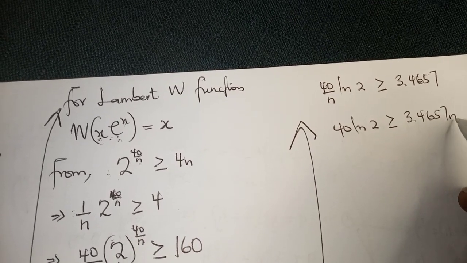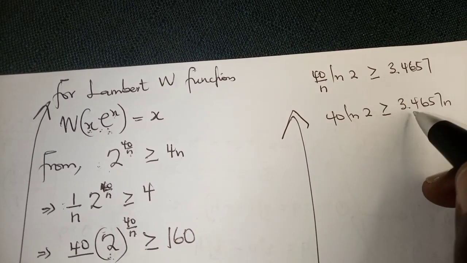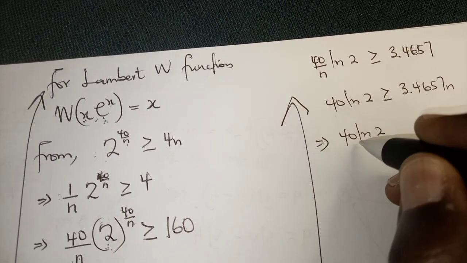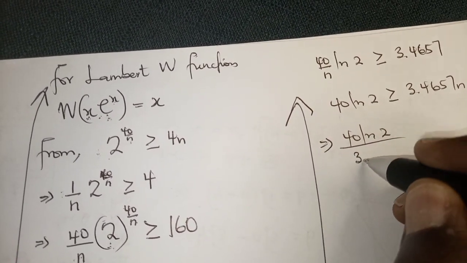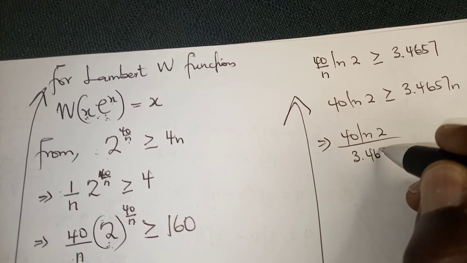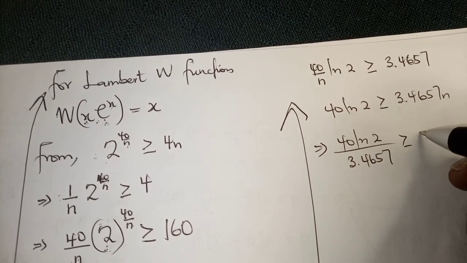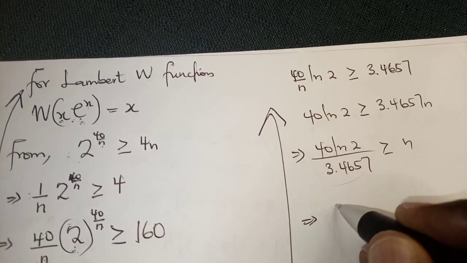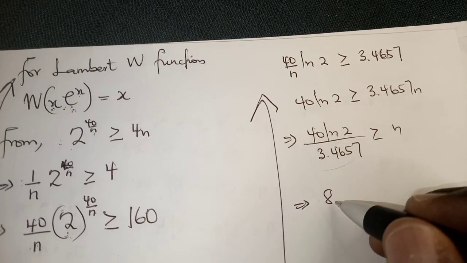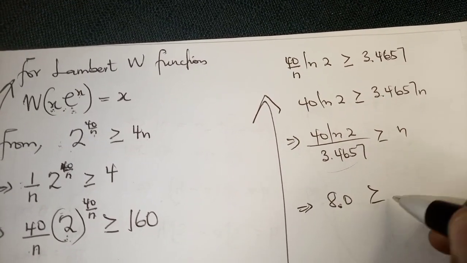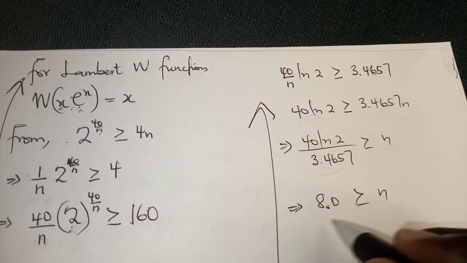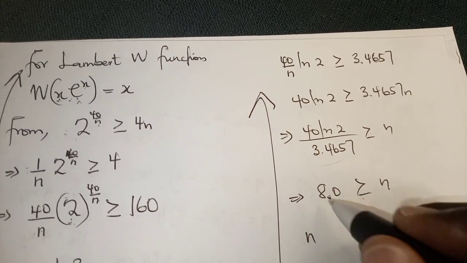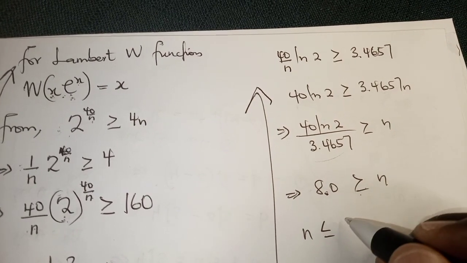We are looking for n. We divide through by the 3.4657, so we have 40 ln 2 divided by 3.4657 greater or equal to n. When you compute this on your calculator, you should get 8.0000, so 8.0 greater or equal to n. So you can rewrite this as n less than or equal to 8.0, which is the same thing as this.